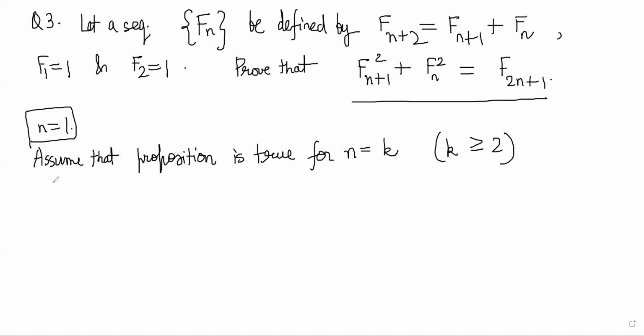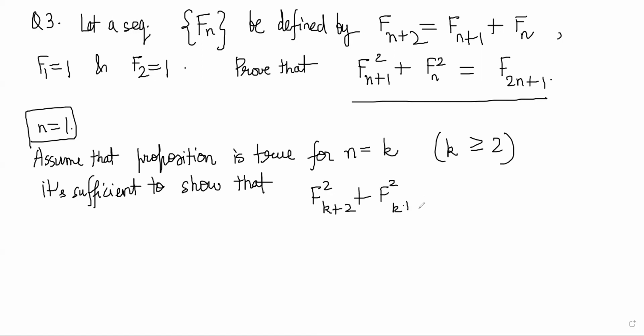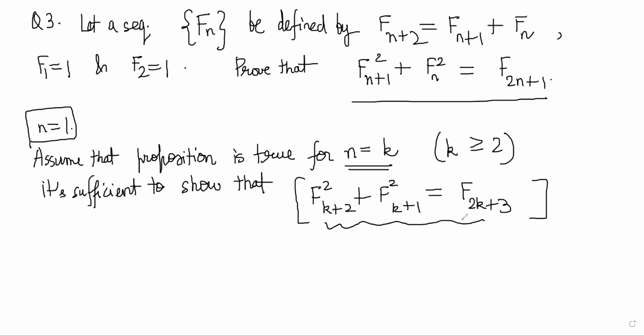Then it is sufficient to show the n is equal to k plus 1 step, right? So if you replace n with k plus 1, you should get f squared k plus 2 plus f squared k plus 1 is equal to f of 2k plus 3. If we show this step, because we have assumed it is true for n is equal to k, our induction will be complete. But let's simplify what we need to show here.